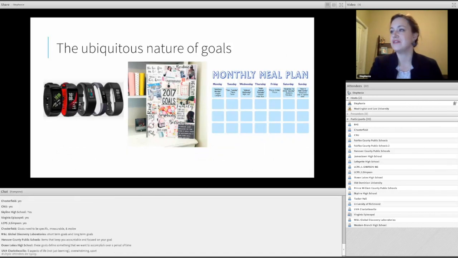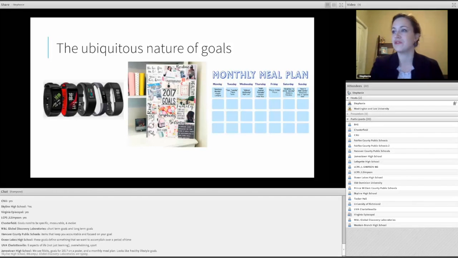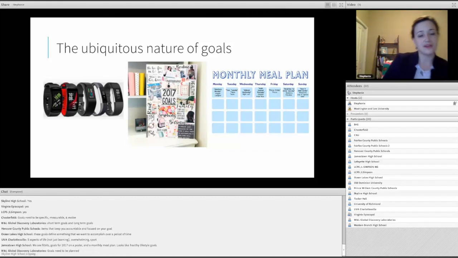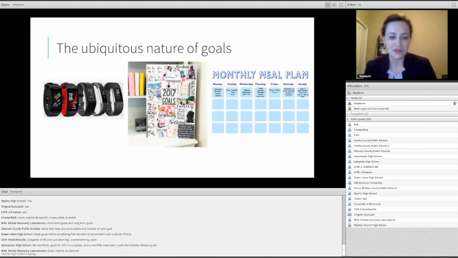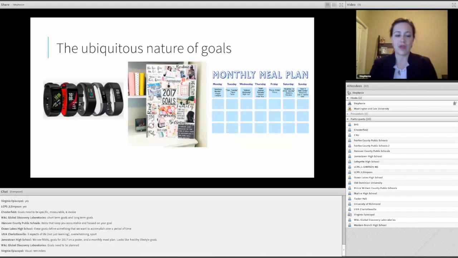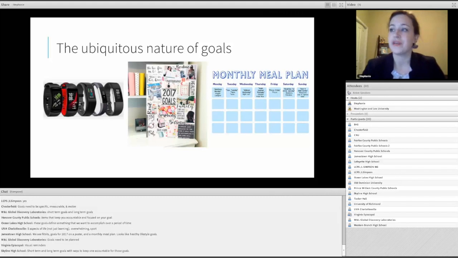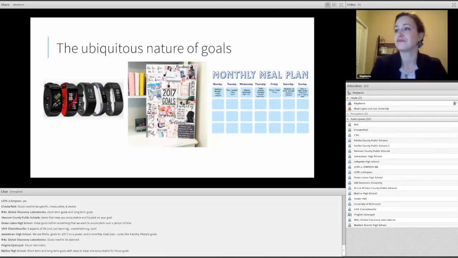So I've seen lots of great answers come up. The first one I see is goals need to be specific, measurable, and evolve. I certainly see that here. On the left, we have these images of activity monitors that show your heart rate. They show how many steps you've taken. They can even track how long you've slept, all these different indicators of health. And while the science is a little bit out on how accurate these are, they certainly provide information that lets you help set specific goals and track them over time.